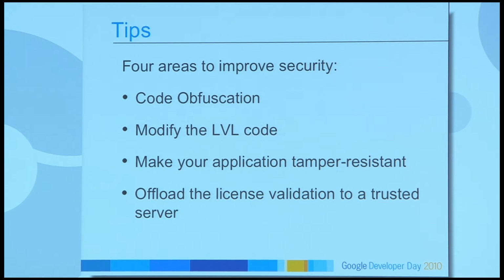Here are some tips I'm going to share with you today to help improve the security of your implementation. There are four areas. The first area is code obfuscation. The second point is modifying the license verification library code. The third is to make your application tamper resistant. And the last one is to consider offloading the license validation to a trusted server. I'm going to talk about each of them in more detail now.